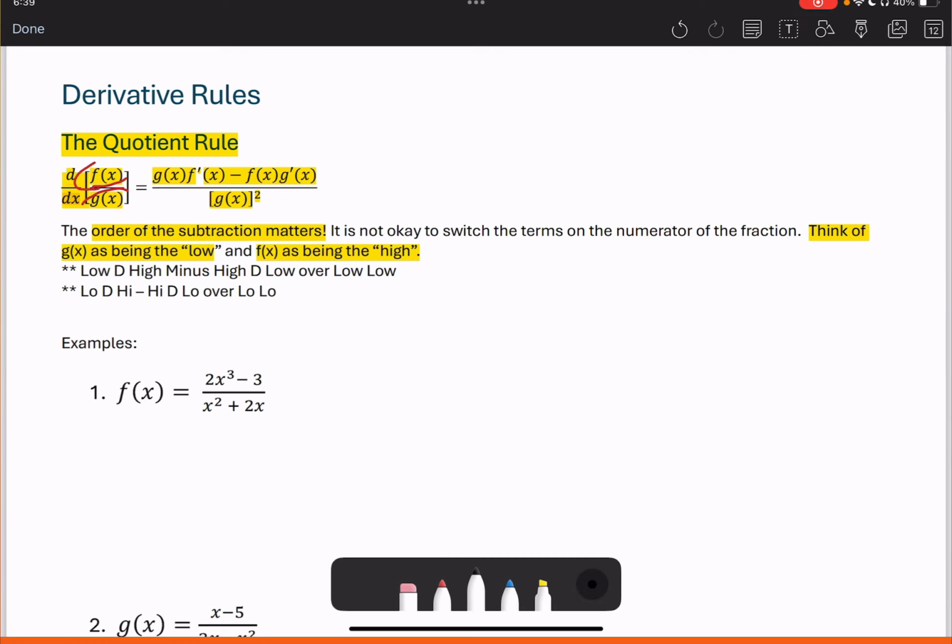So then what you can do is you can tell yourself this formula here: low D high minus high D low over low low. And that's how you can memorize the order that you need to do it. So when I'm saying low, that's the g of x, D high, that's the derivative of the f of x, minus the high, which is the f of x, times the derivative of the low, which is the g of x, and then over low low, which is the g of x times the g of x. Okay, it makes more sense when you do it, I think.